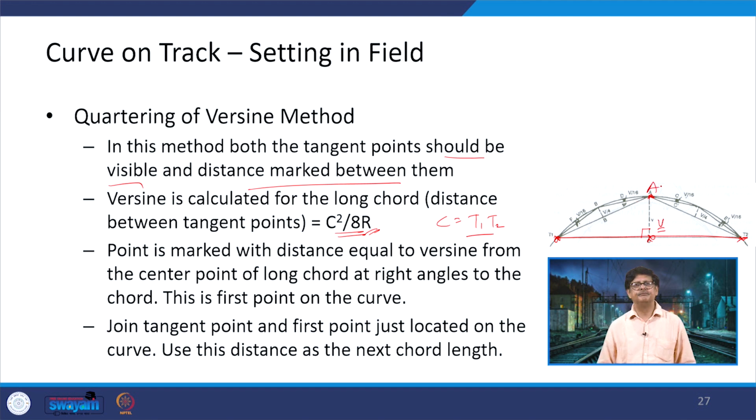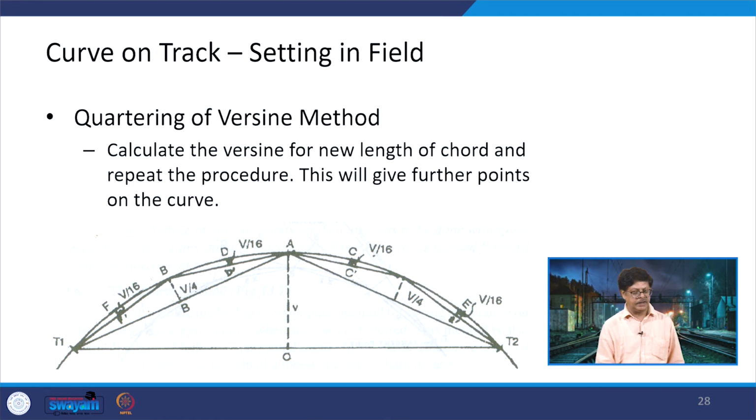We can calculate the value of V, and at 90 degrees we can measure this distance, and we will get a point A here. Now, what we do? We just join the tangent point with point A here, or similarly on the other side. Now, our next chord is C1 on this and C1 on here. If we take this C1, we will get another value of the versine, and at the center of this chord we will get a point B. Now, next we will again join the first tangent and the point B. Now, this becomes C2, and for C2 we will get a versine, so we will get a point F. So, this is a procedure which is repeated again and again. So, we keep going with this procedure, and finally, this is how we are going to get all of the points on the curve.